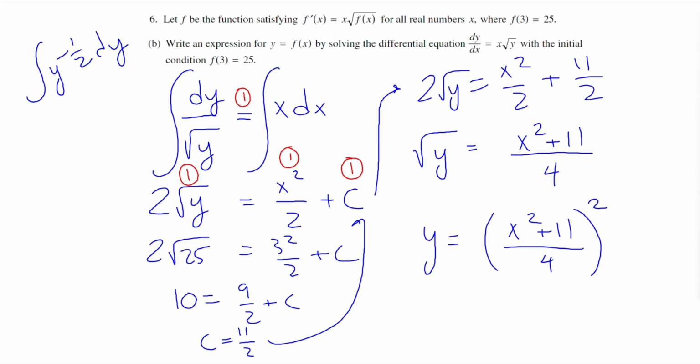You got 1 more point here for using the initial condition and getting 11/2, and 1 more point for the final answer. And that is it for this differential equation FRQ, question number 6 from the 2003 Form B AP Calculus AB exam.